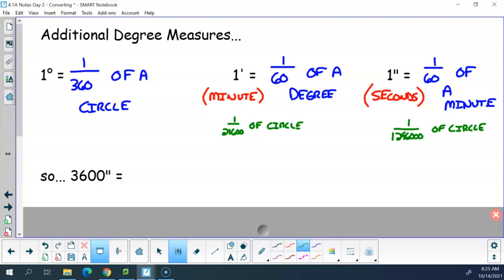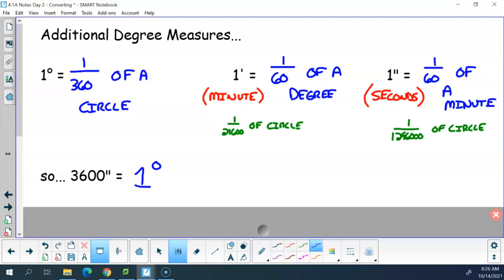1,296,000th of a circle. Or 3,600 seconds is equal to 1 degree. Now, higher level mathematics don't like decimals because they're not as pretty. So higher level trig, I should say, likes degrees, minutes, and seconds. DMS is what we like to call it, degrees, minutes, and seconds.